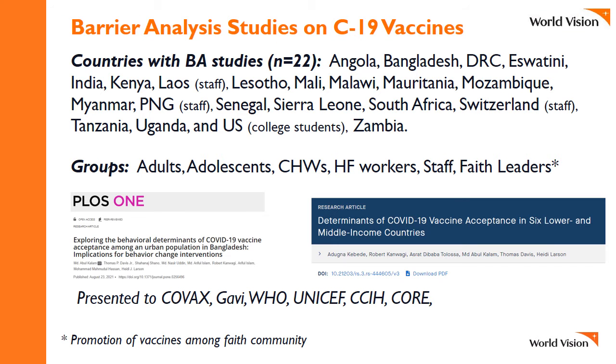So at this point, we've conducted BA studies looking at COVID-19 vaccine acceptance in 22 countries and with 6 different groups: adults, adolescents, community health workers, health facility workers, staff, and faith leaders. Note that with faith leaders, rather than looking at vaccine acceptance, we looked at whether or not they were promoting vaccines in their faith community. We've published the results on some of these studies, for example, the one in Dhaka, and we have a preprint of studies in 6 countries. When you have the slides, you can click on these images to get to those studies.